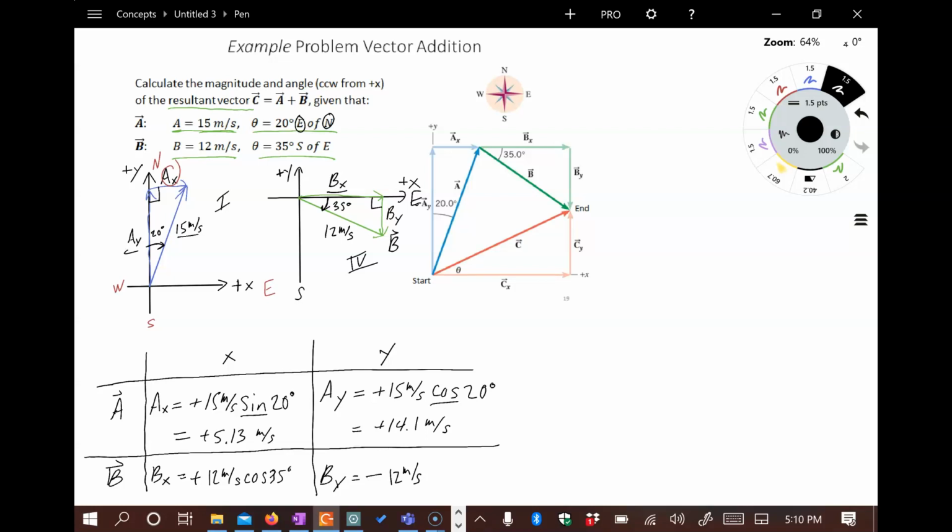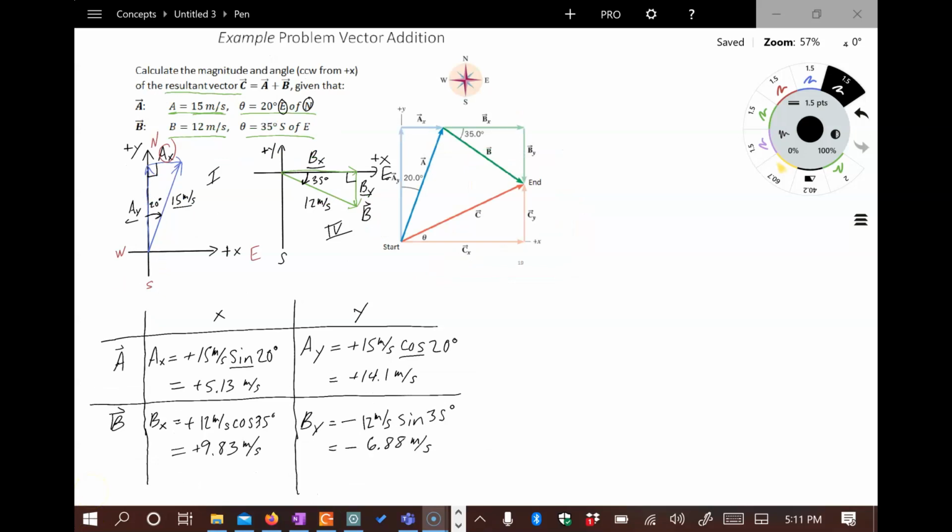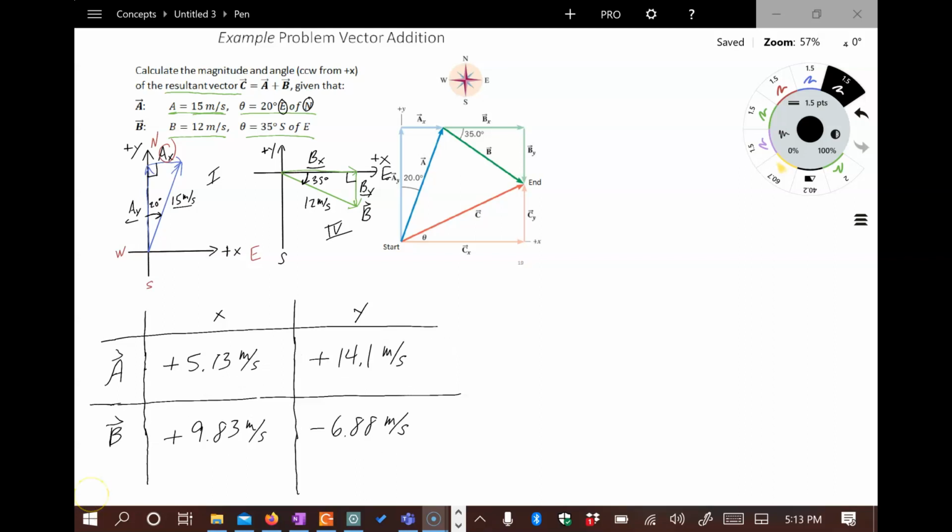And for B, it is opposite of 35, and so that's going to be sine for this triangle. I've checked my calculator and written down the numbers. Let me clean it up a little bit here for you. All right, before we go on, I've cleaned up the numbers for A and B, just what we calculated in the table. We're always on the lookout for mistakes, and so here's how I check for mistakes.